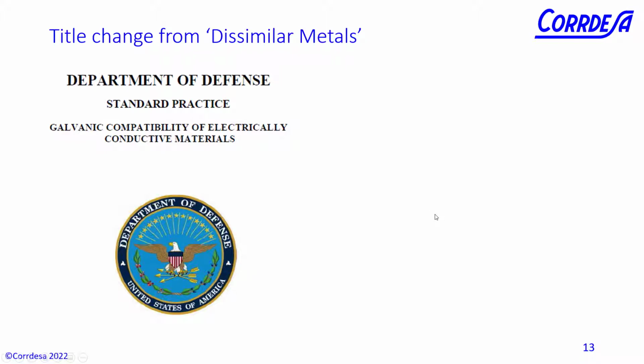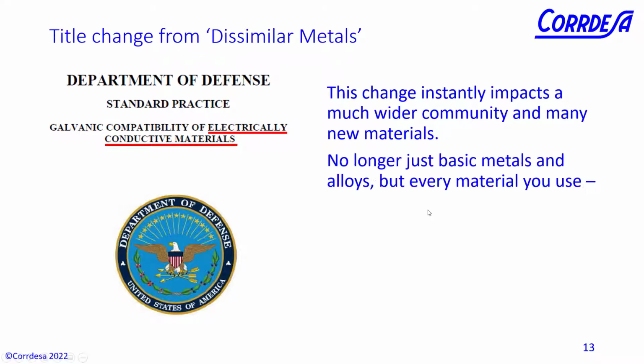Okay, so this military standard 889 is now D for Delta. And the first thing I notice is the change is not dissimilar metals anymore. It's actually galvanic compatibility of electrically conductive materials. So this is going to capture a much wider community.